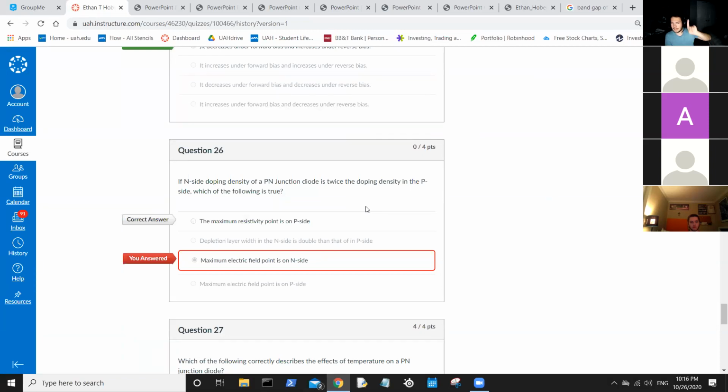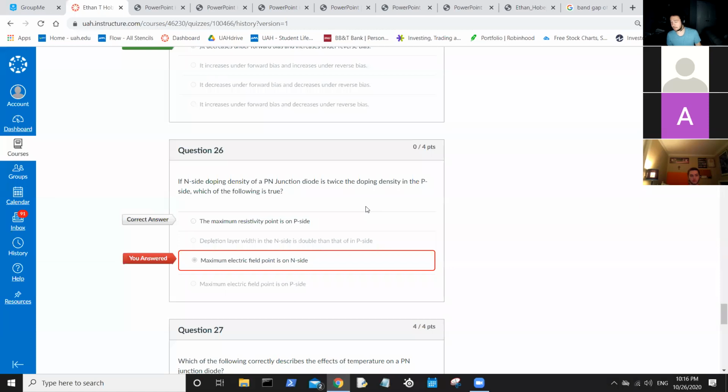It should be 1/3 on the N side and 2/3 on the P side, if you work the math out. It should be small on the N side, even though it has a higher density, and it's directly because of that higher density. Another option is a maximum electric field point on the P side. We know the maximum electric field is always at the junction point. It's never on either side. And the last one, the correct answer, is the maximum resistivity point is on the P side.